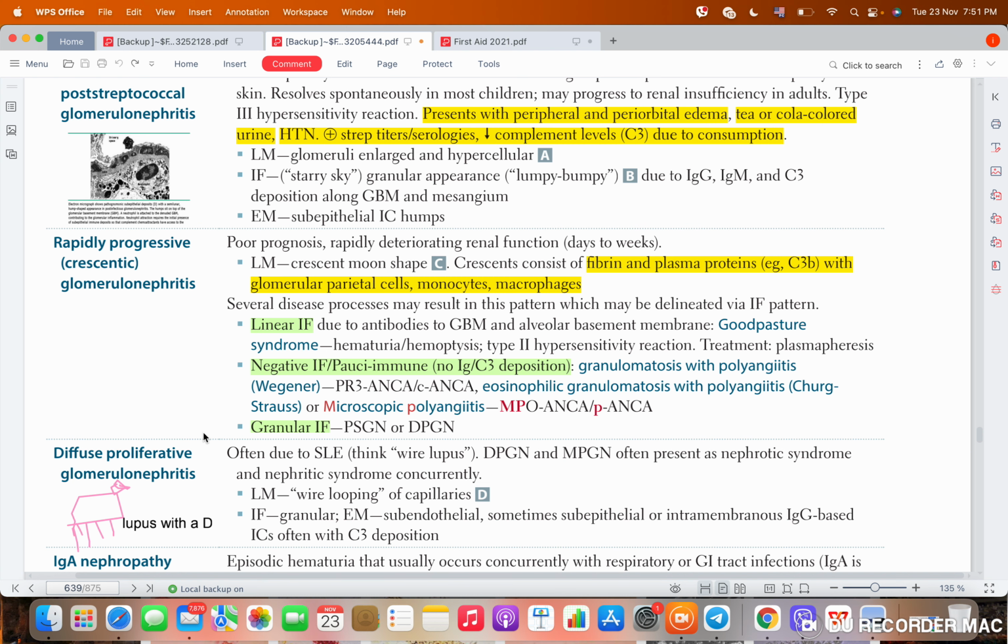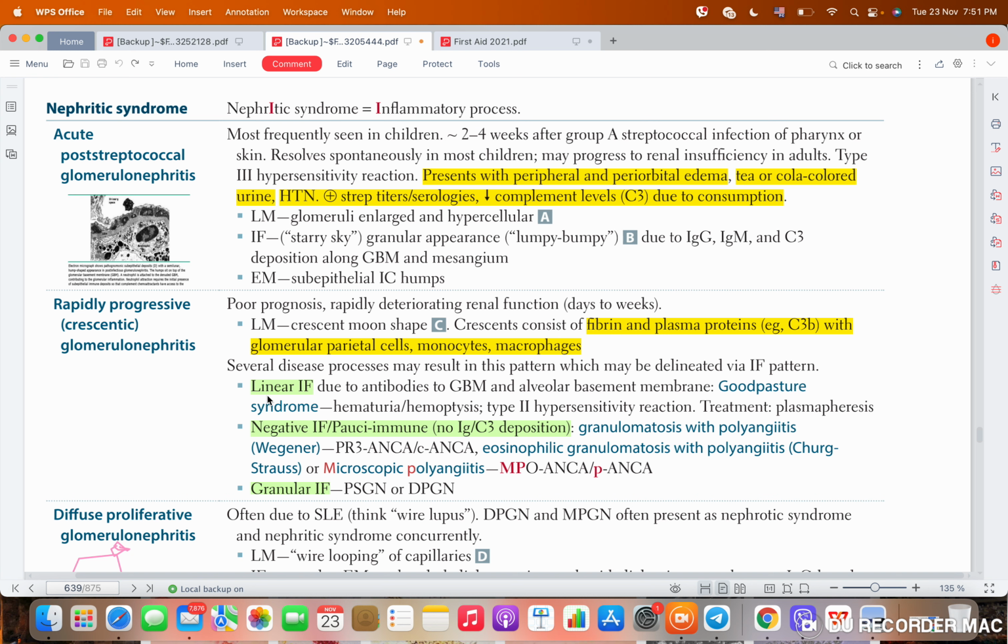Immune complex, excellent, good. So they write, here you get this one. Let's speak about the pauci-immune. So I told you previously about this one. I told you that there is no deposition, no immunoglobulins, no complement, nothing.